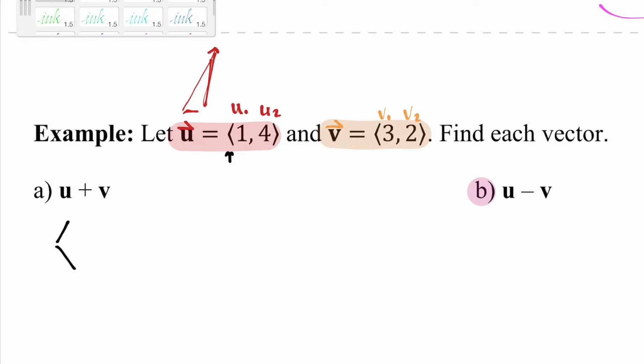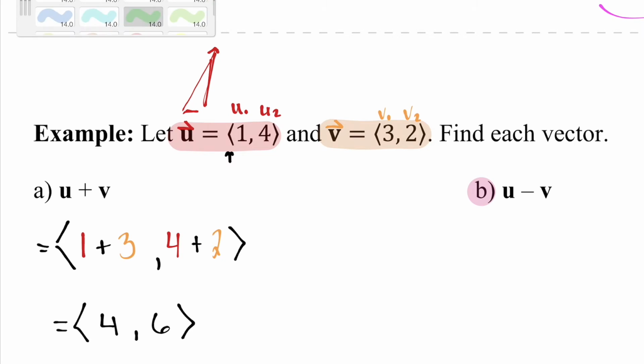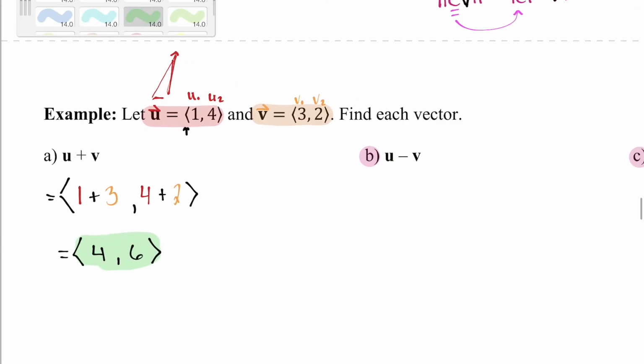So if I'm doing u plus v, I'm going to add the x distances first, comma, I'll add the y distances. And we simplify and we're done. That's simple. I'm going to save the others for my students.